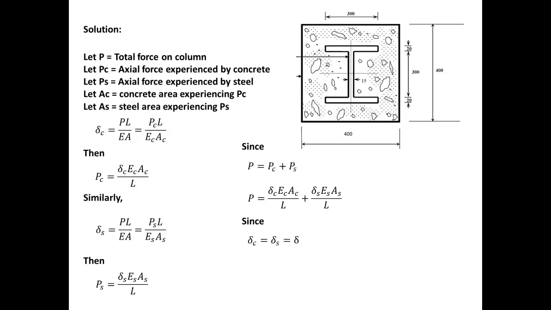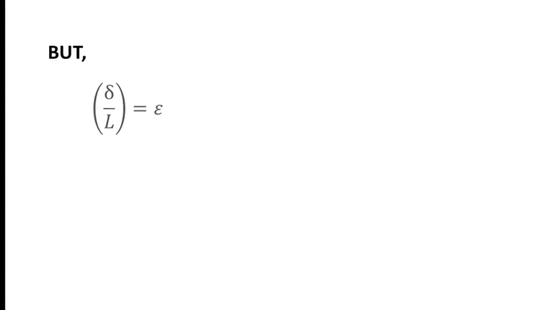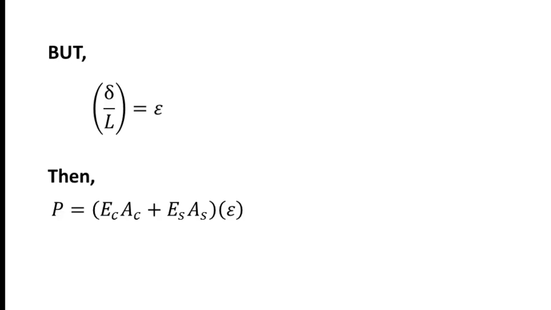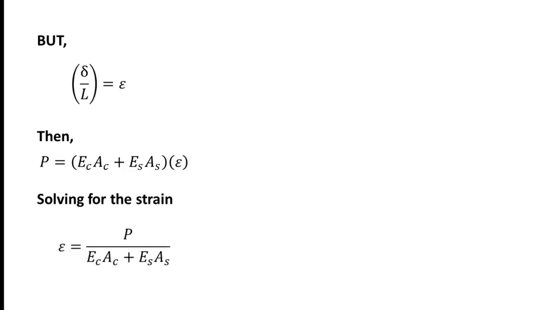So instead of using delta c and delta s, we're going to use just delta. If I substitute delta back into the equation of P, now I can have the form P equals EcAc plus EsAs times delta over L, if I take delta and L as a common factor. But keep in mind, delta over L is epsilon, which is the strain. So now we have P, the total load on the column, equal to EcAc plus EsAs times the strain. If I solve for the strain now, the strain equals the load over this expression, EcAc plus EsAs.